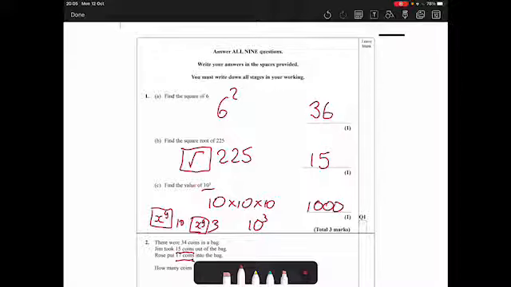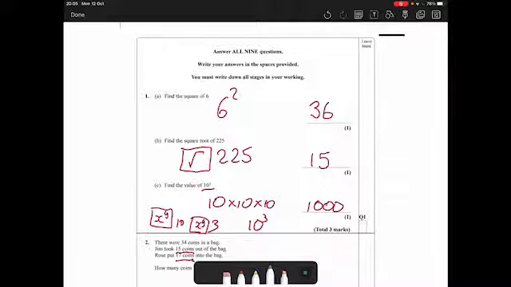Find the square of 6. 6 squared is 36. 1b, find the square root of 225. Use your square root button carefully on your calculator for that, and you should be fine. Type that in and then press 225 and then press equals.